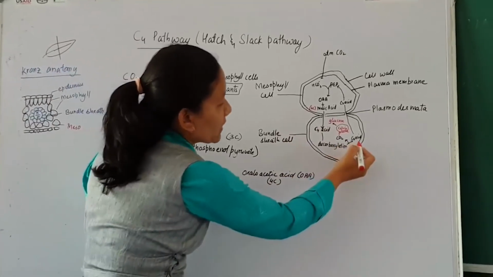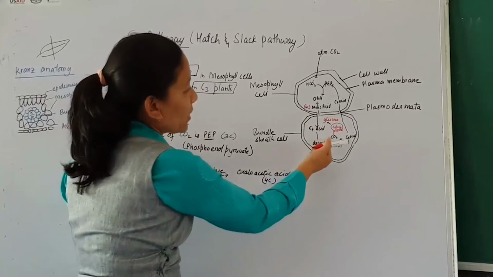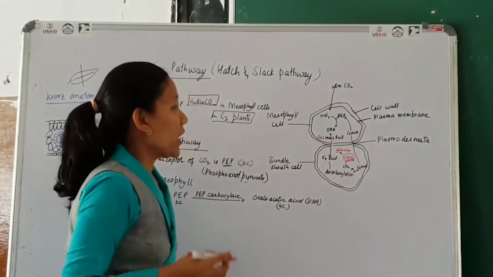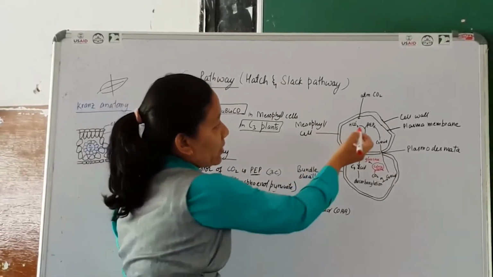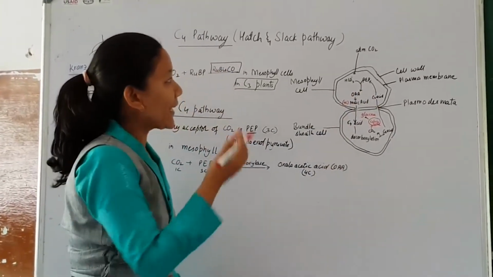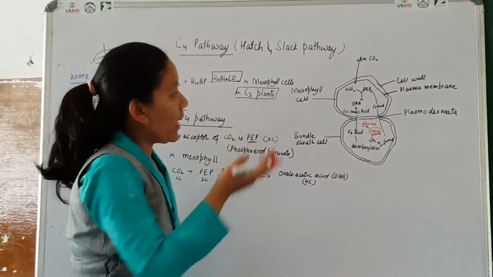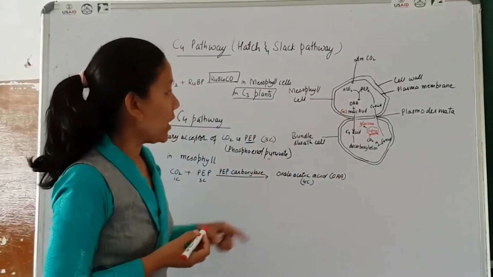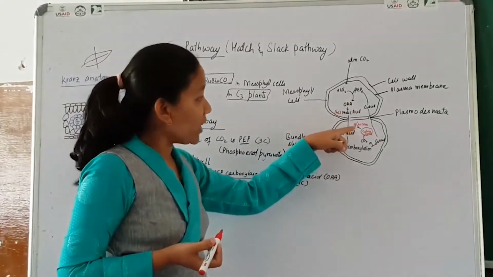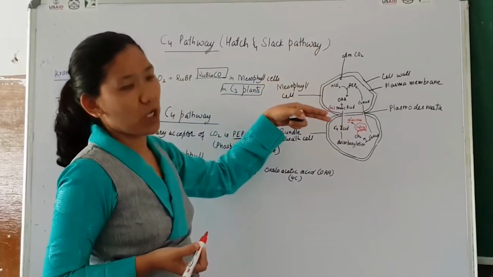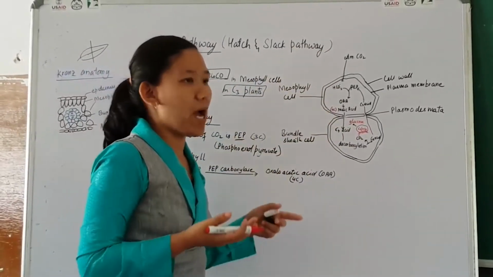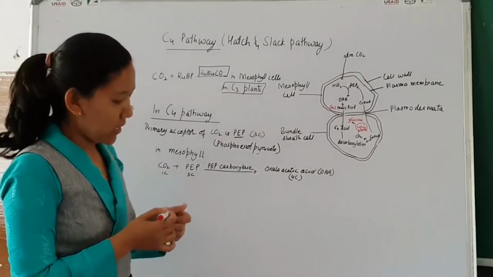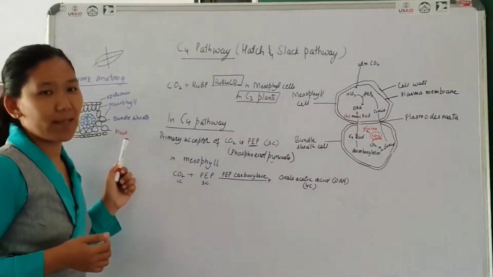Now what about this C3 acid? C3 acid is transported back into the mesophyll cell, and this C3 acid is regenerated into PEP, that is phosphoenol pyruvate, so that again it can accept a carbon dioxide and continue this cycle. So in this pathway you find that there is the Calvin cycle. In addition to this, there are some more steps which enable the plant to undergo photosynthesis in a more efficient way, and it is all possible because of the plant's anatomy.